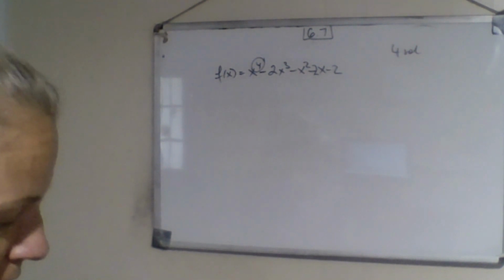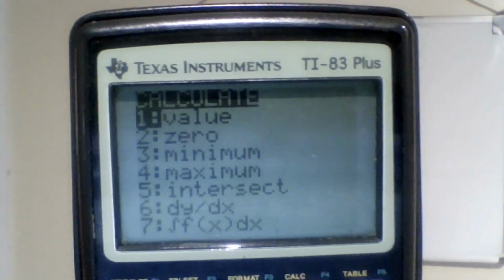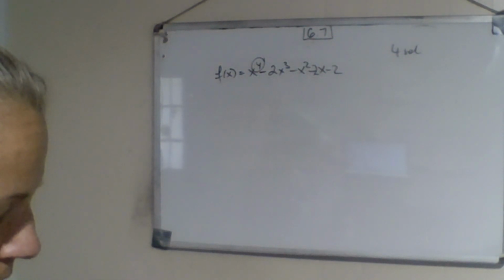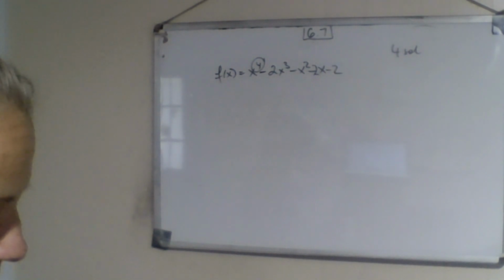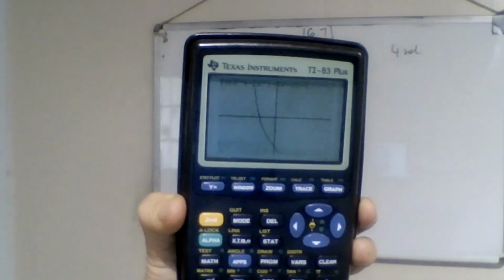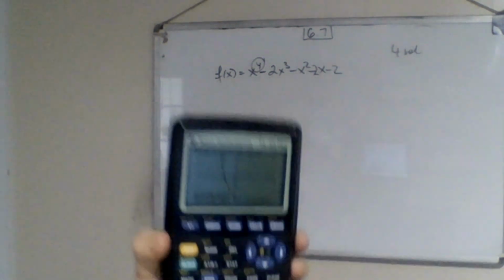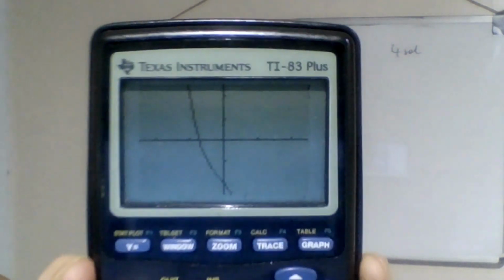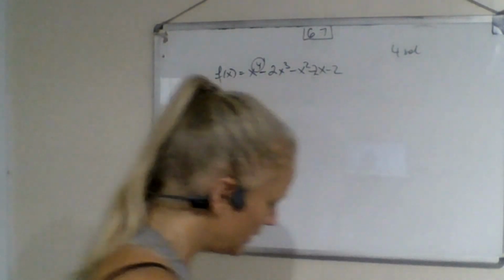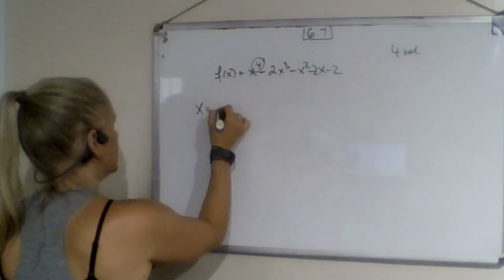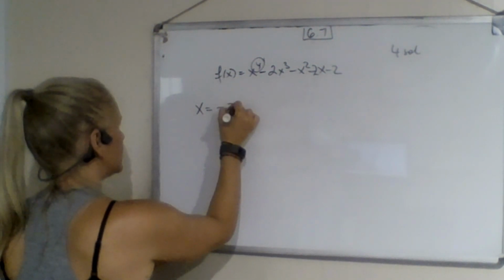Actually, let's do second calc. We want to find that 0, right? Option 2. And it's going to ask you, what is your left bound? You want to move just right on top of it and hit enter. And then you want to come all underneath it and hit enter. And then you're going to ask it to guess. And one of my solutions is x equals negative 0.73.